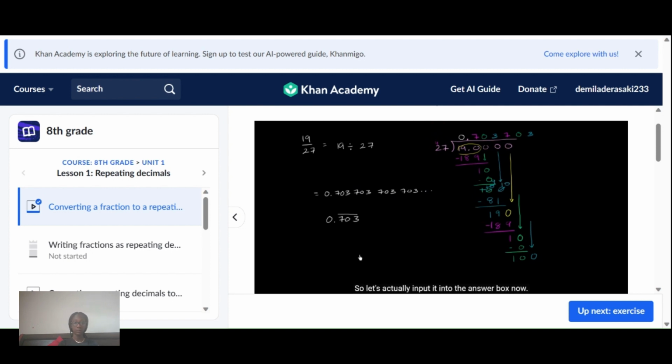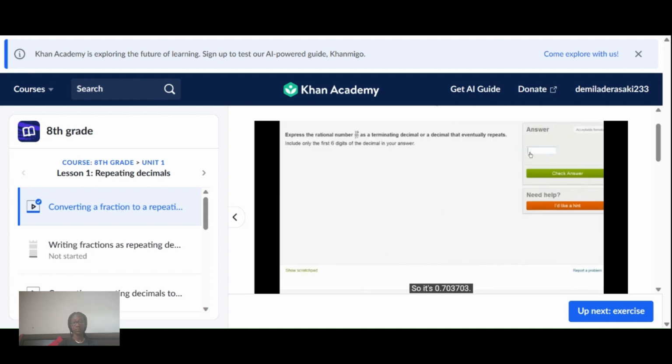So let's actually input it into the exercise now. So it's 0.703703, and they tell us to include only the first 6 digits of the decimal in your answer, and they don't tell us to round or approximate, because obviously if they said round to the smallest sixth decimal place, then you would round up because the next digit is a 7. But they don't ask us to round. They just say include only the first 6 digits of the decimal in your answer. So that should do the trick, and it did.